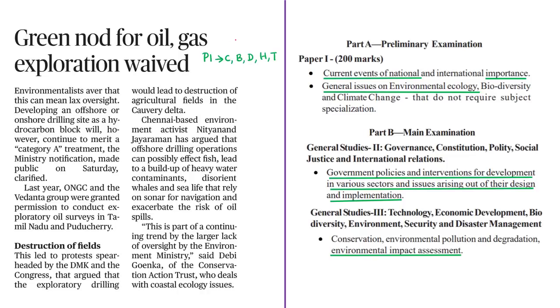This news article states that the Environment Ministry has exempted oil and gas companies from seeking prior environmental clearance for conducting explorations. So, in this context, we'll discuss different categories of projects, then their significance while analyzing the news article. We'll also see the stages involved in the process of obtaining prior environmental clearance for the developmental projects. The syllabus relevant for the analysis of this news article is highlighted here for your reference.